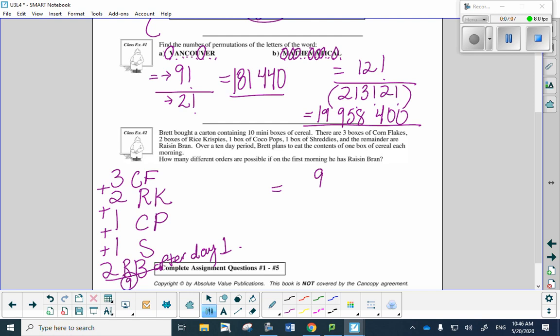9 factorial divided by how many are repeating of each. So we've got 3 factorial times 2 factorial. I don't have to worry about the Cocoa Pops or the Shreddies, and then another 2 factorial to represent the Raisin Bran. Okay, you just simply plug this into your calculator. When we do, we get 15,120 orders are possible.